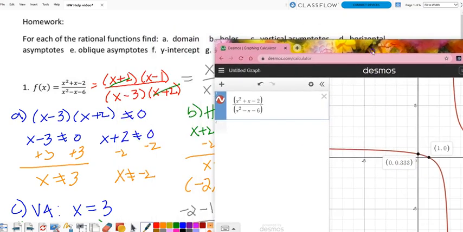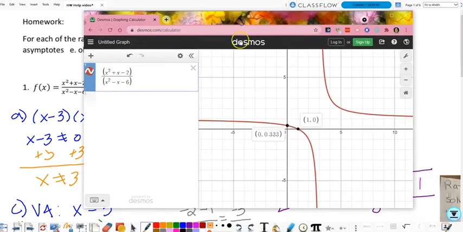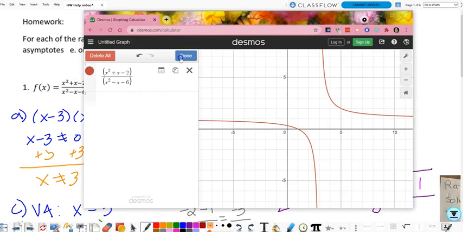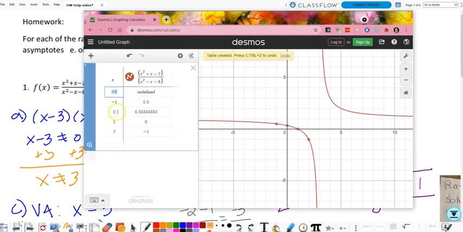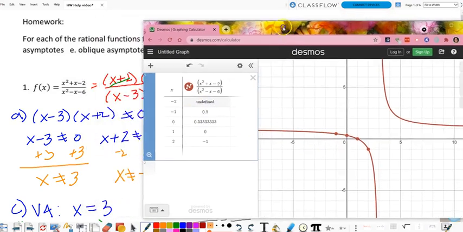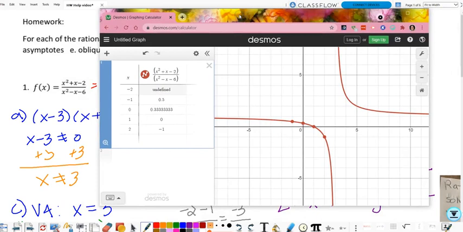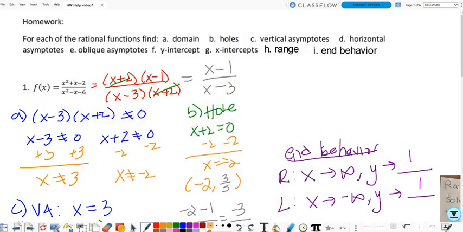And the hole, where was the hole? At negative 2. Let's see if it lets me click. Nope. So you can see at negative 2, it says undefined because there is no y value on this graph. At negative 2, we found it. It's the hole. All right, number 1 done.